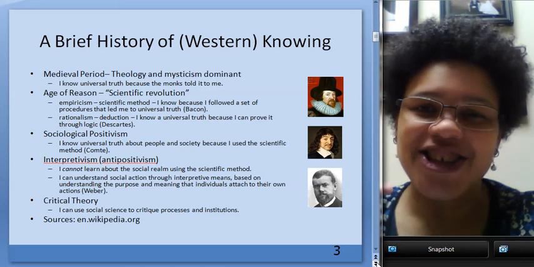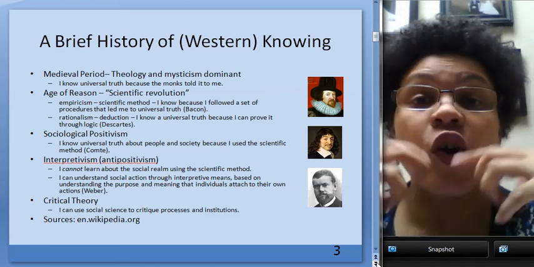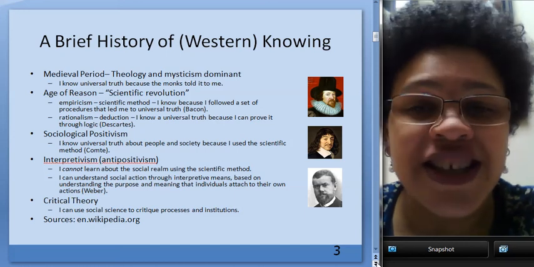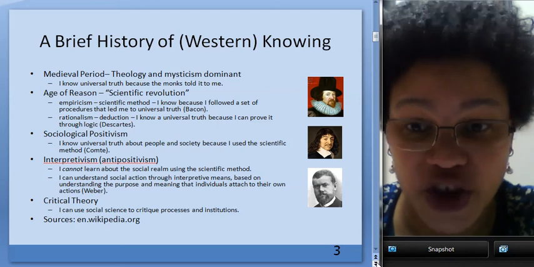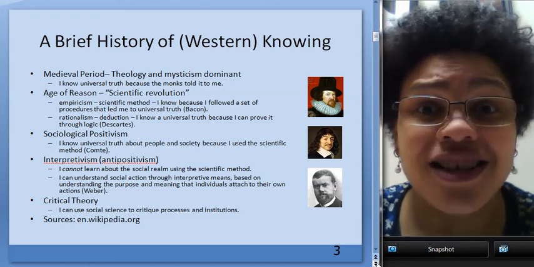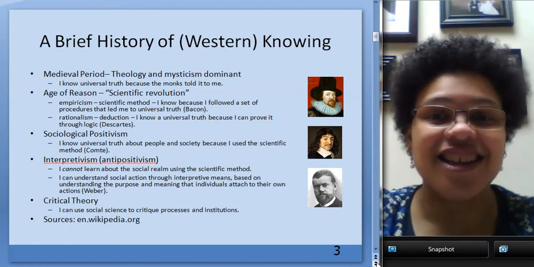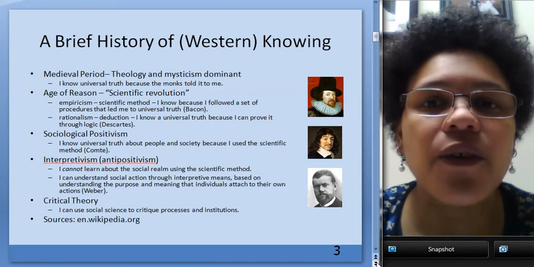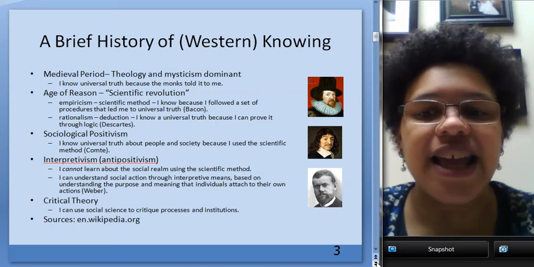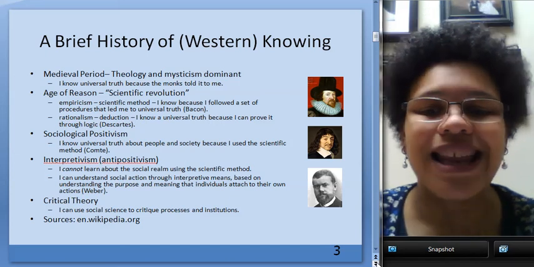Then there was another shift in thinking, and we get interpretivism, also called anti-positivism. I cannot learn about the social realm using the scientific method, is the interpretivist view. These are people. They're not atoms. They're not stars. Well, some of them may be famous, but they're not stars in the sky. They're people. Human beings are fundamentally different. And I can understand social action through interpretive means based on understanding the purpose and meaning that individuals attach to their own actions.